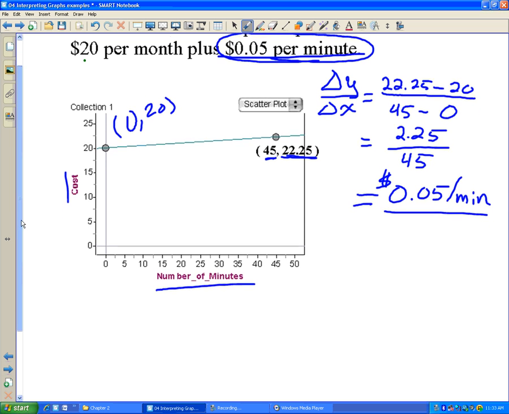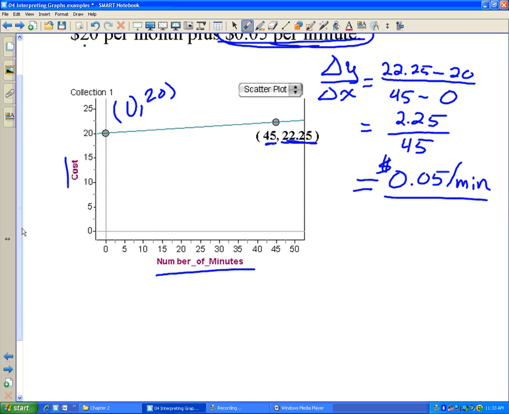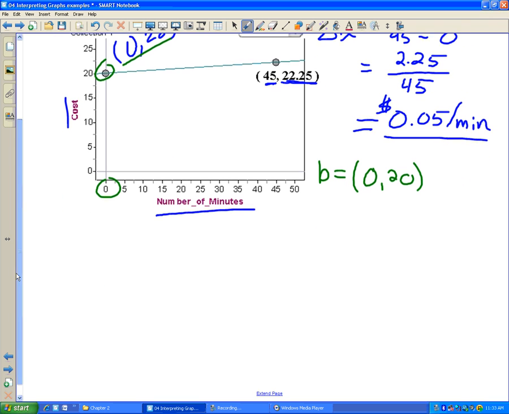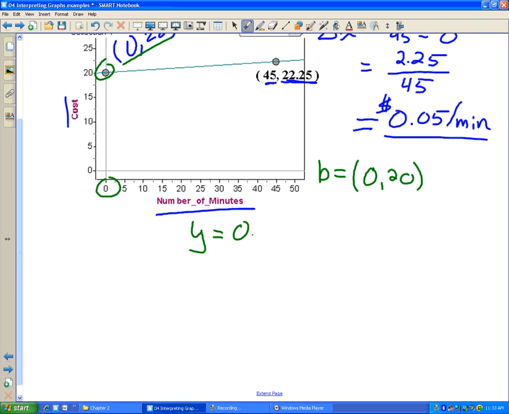Oh, wow. At the same time, I now realize, and I did know this, but wanted to see if you would realize, my b is my starting point. Well, that's when x is 0. When x is 0 minutes, I have a $20 monthly fee. So my b is the coordinate 0, 20, or just 20. So my equation turns out to be y equals 0.05, 5 cents per minute, x plus $20 monthly fee. There's my equation. It was given to me.